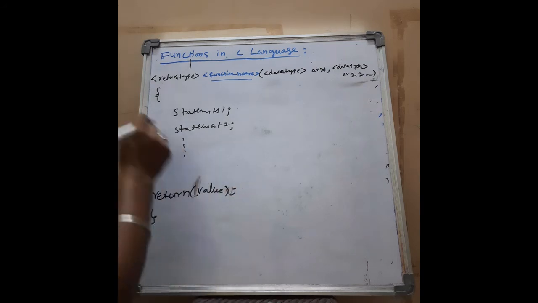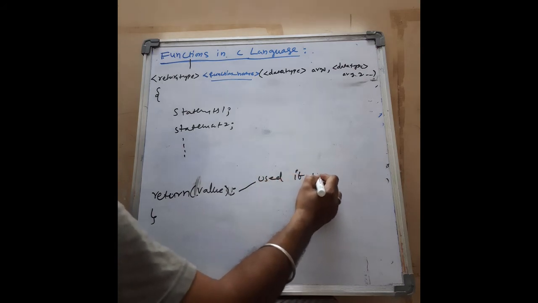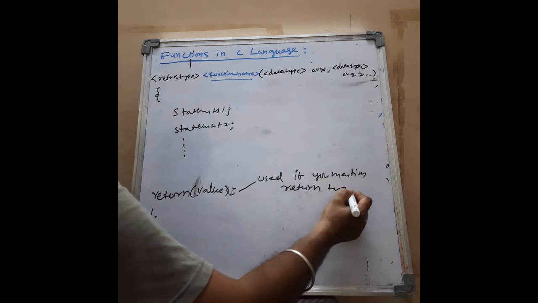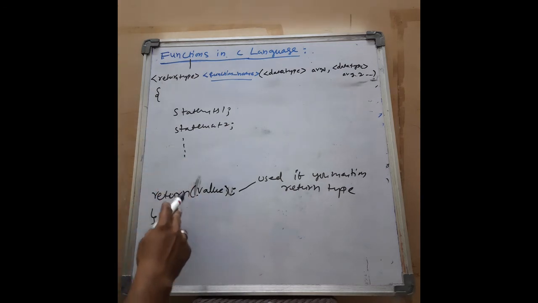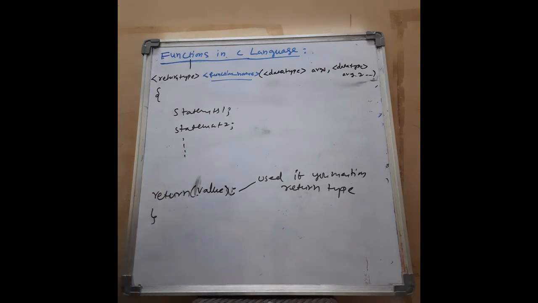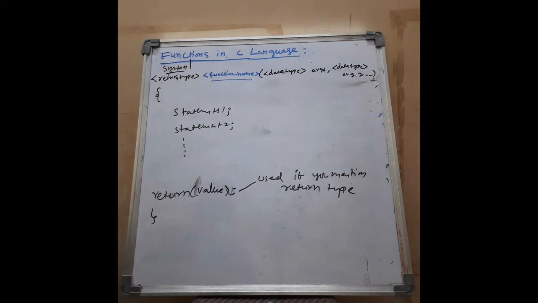When do we have to use return? If you mention a return type, it means this function is returning one value to your main program. If you mention void, you do not need to mention return. If you mention return in case of void, it gives an error. These are the basic syntax of a function in the C programming language. In the next class we will discuss different modes of functions with basic examples.